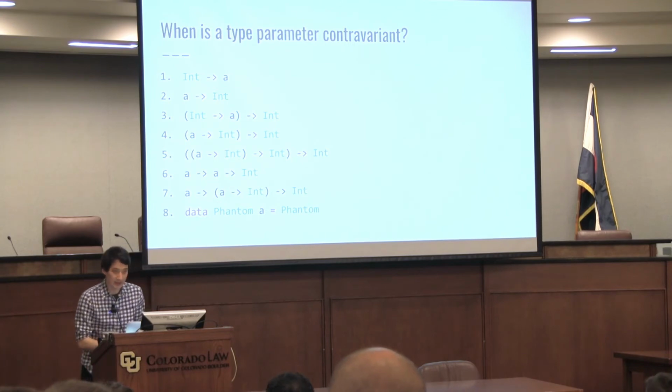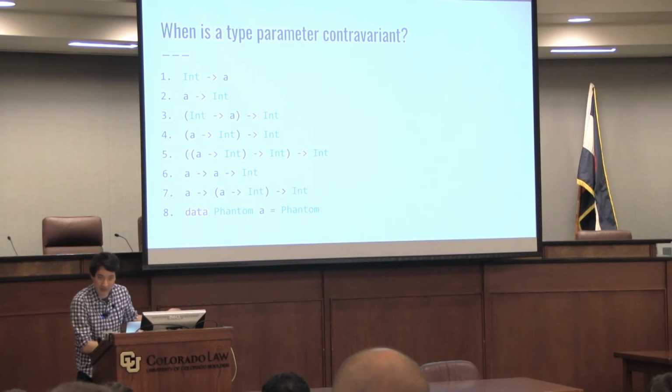Cool. Okay, so this is like a pop quiz for the audience. So I have a list of types here. Some of them are going to have functor instances, and some of them will have contravariant instances in terms of this type parameter A. Okay, so let's just do the first one together.